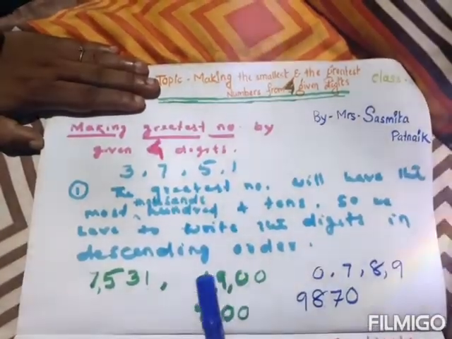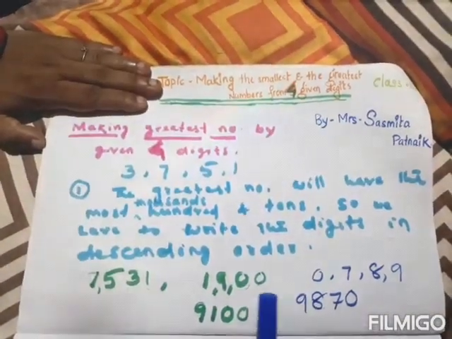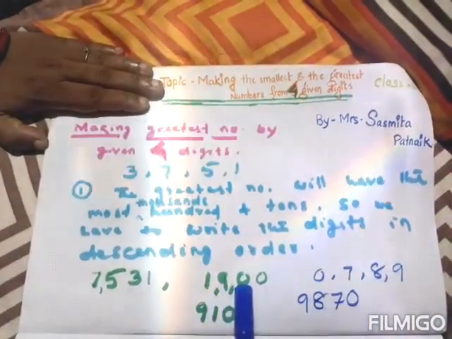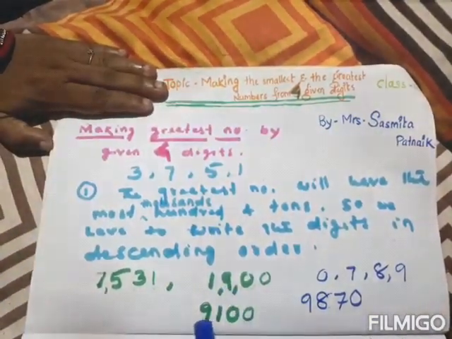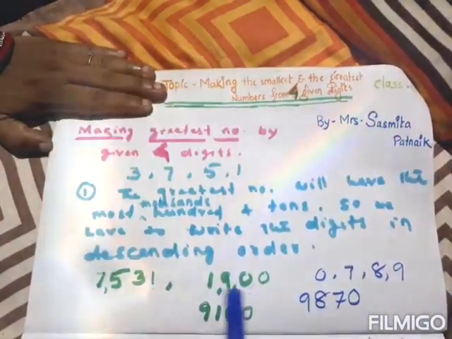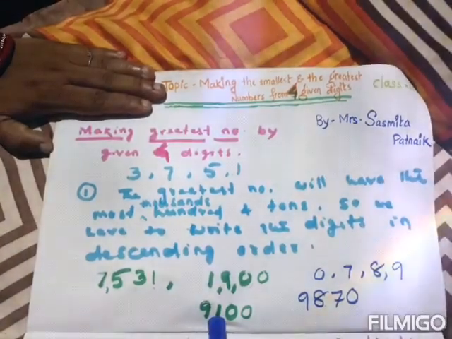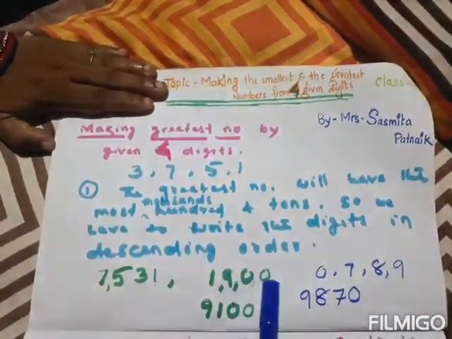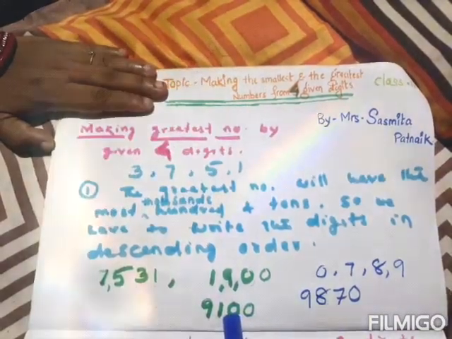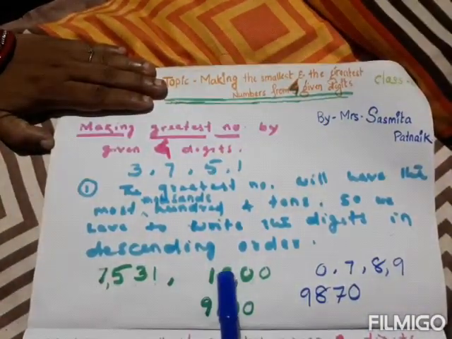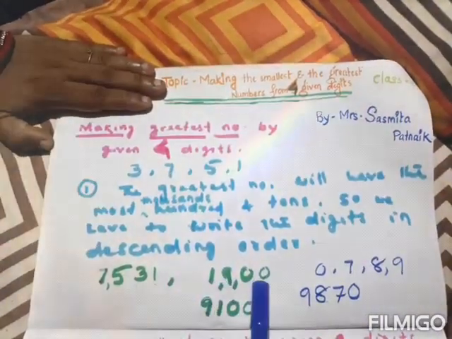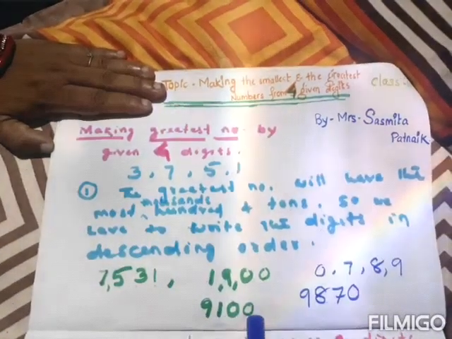Suppose I am giving the numbers 1, 9, 0 and 0. Among 1, 9, 0 and 0, which one is the bigger one, children? 9. So I write 9 here. Then 1. So I write 1 again. Between 0 and 0, both are the same. So I write 0 and 0. Okay, so using 1, 9, 0, 0, the greatest 4-digit number is 9100.